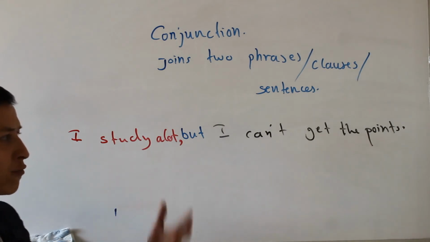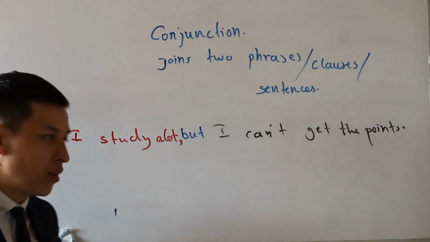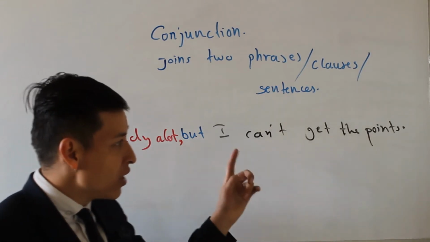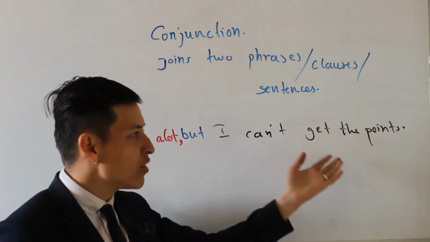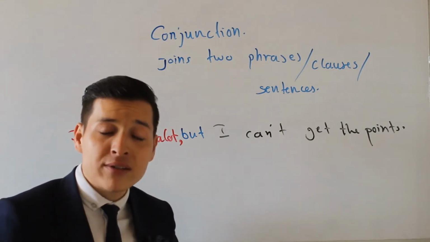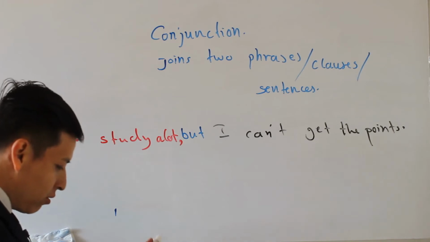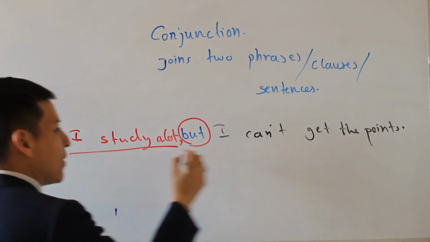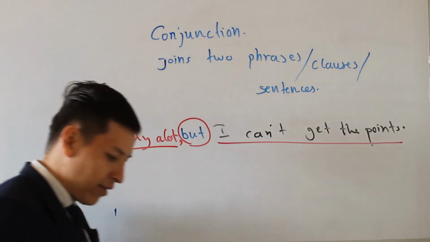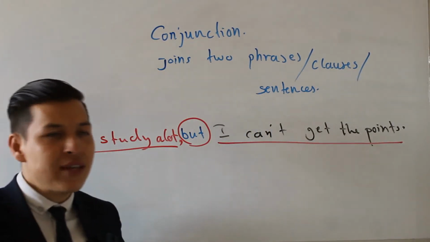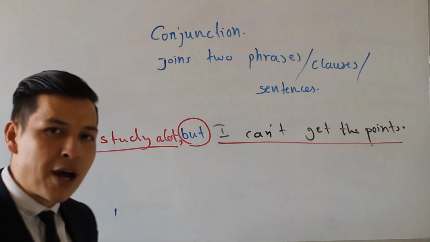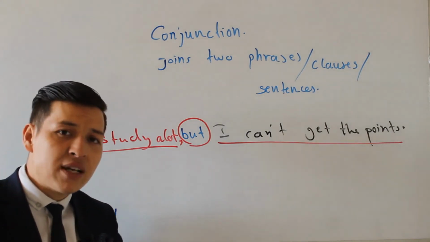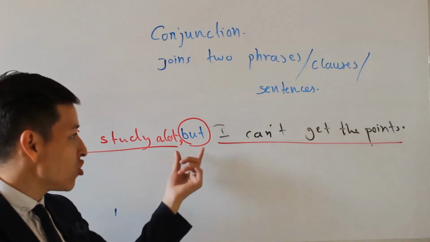So in here we have two ideas that are opposite of each other. For example, I study a lot. It shows that the person tries a lot. But the consequence is that that person cannot get the points. So in here the word but is a conjunction that joins these two sentences. One complete sentence, another complete sentence. In case of structure, this is a compound sentence, composed of two sentences. We are not talking about sentence right now, just the job of conjunction, that it joins two sentences.